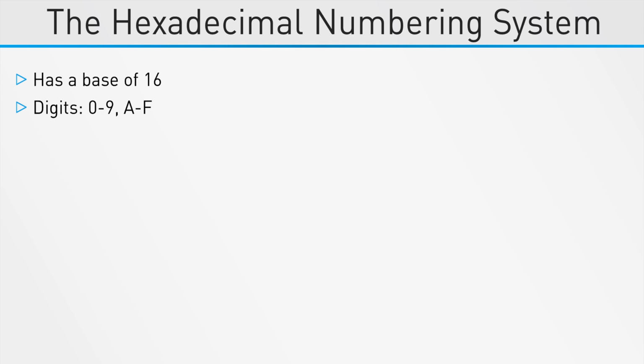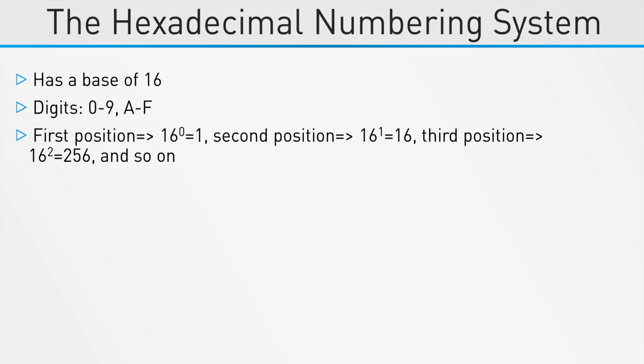And again, because the base is 16, the first position has a value of 16 to the power of 0, which equals 1. The second has a value of 16 to the power of 1, which equals 16. The third has a value of 16 to the power of 2, which equals 256, and so on. So, if we take the hexadecimal number 5C as an example, that would be 12, which is the value of the letter C, multiplied by 1, plus 5 multiplied by 16, and the result will be 92.